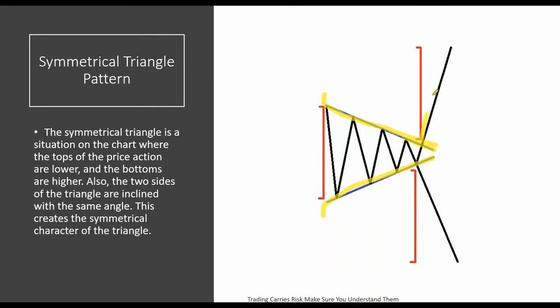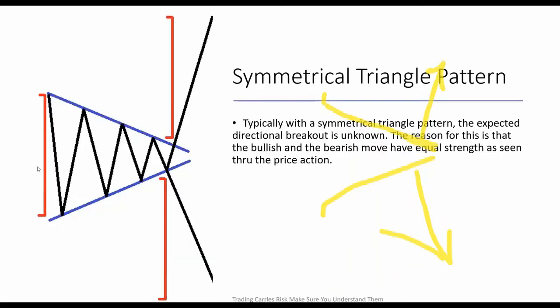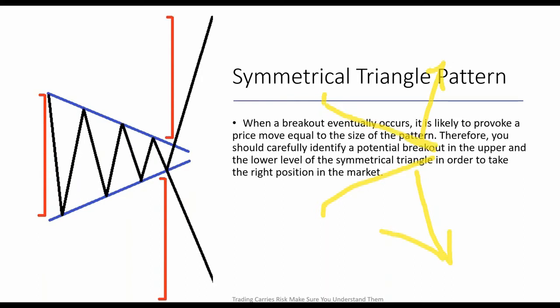Now, we don't know if price is going to break out upward or downward. But this is called the symmetrical triangle. And like I said, I don't care. Typically with a symmetrical triangle, the expected directional breakout is unknown. The reason for this is that the bullish and the bearish move have equal strength as seen through the price action. When a breakout eventually occurs, it is likely to provoke a price move equal to the size of the pattern. And this is quite unique, but it works quite well.